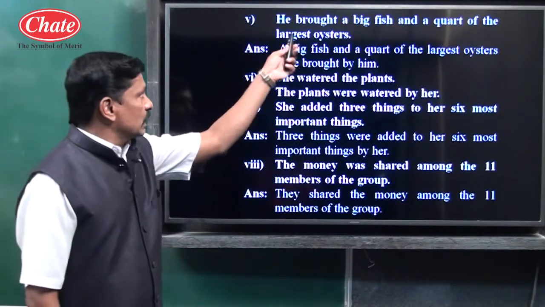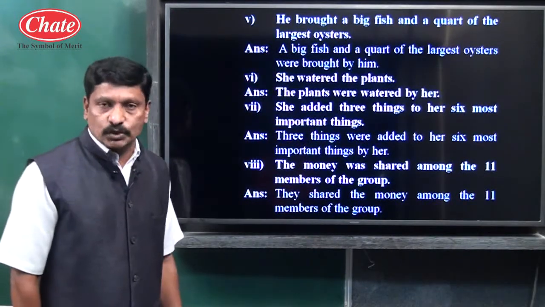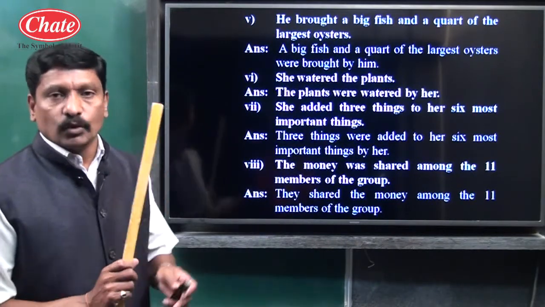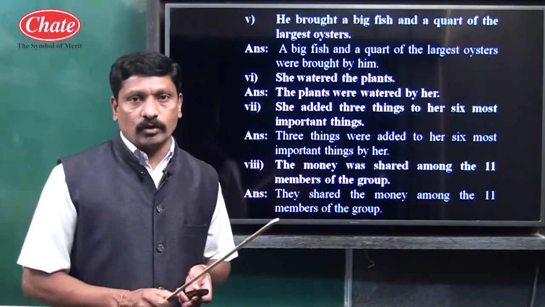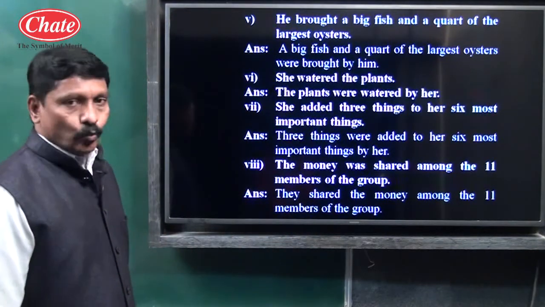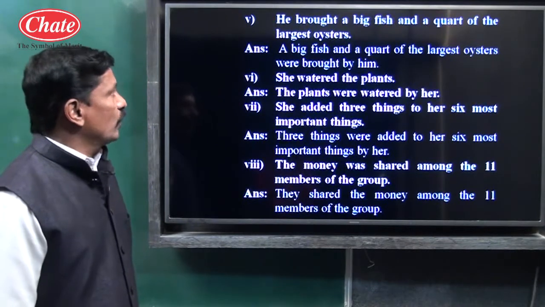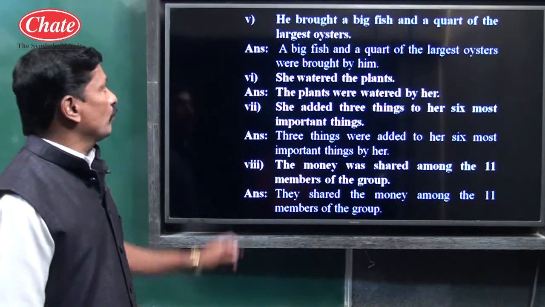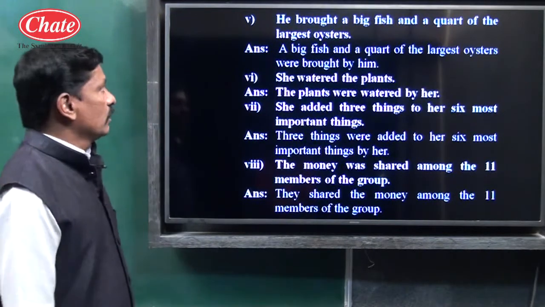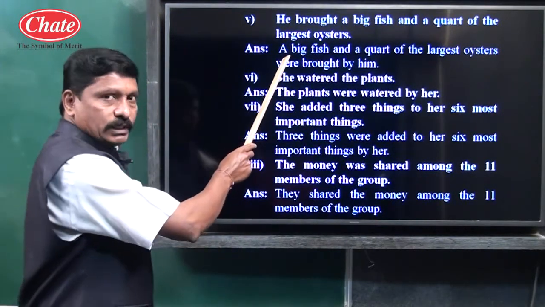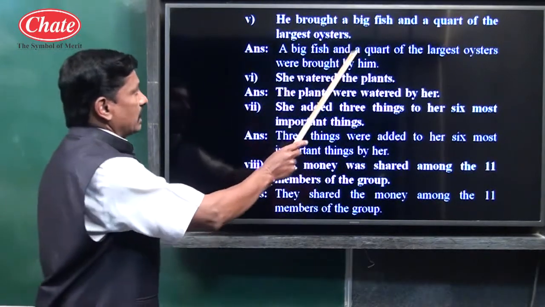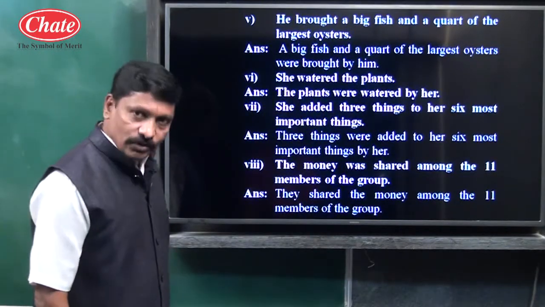To convert this active voice sentence into passive voice, first we have to find the object. How to find the object, children? We have to ask either a what question or a whom question. See, he brought. What did he bring? A big fish and a quart of largest oysters is the object. See, the object should be taken at the first place, meaning it becomes the subject. So children, a big fish and a quart of the largest oysters.